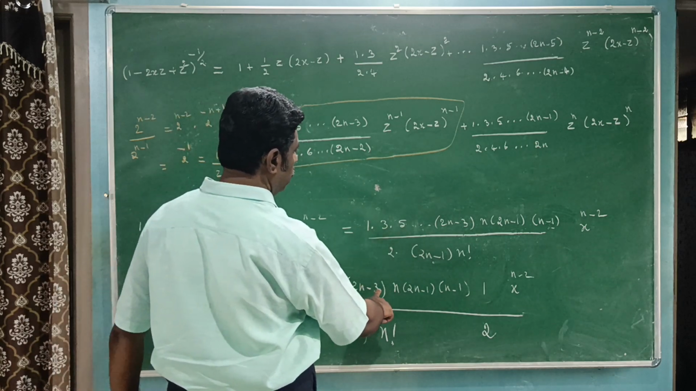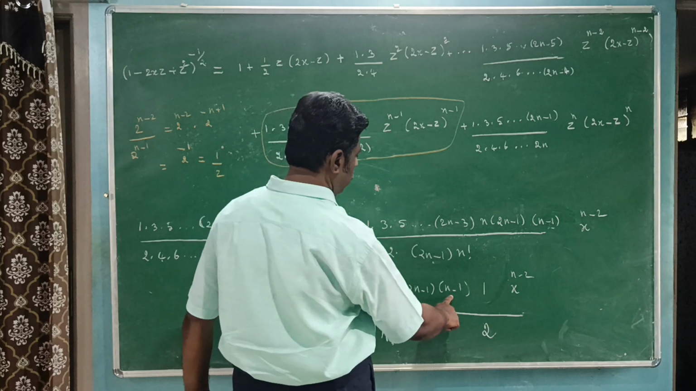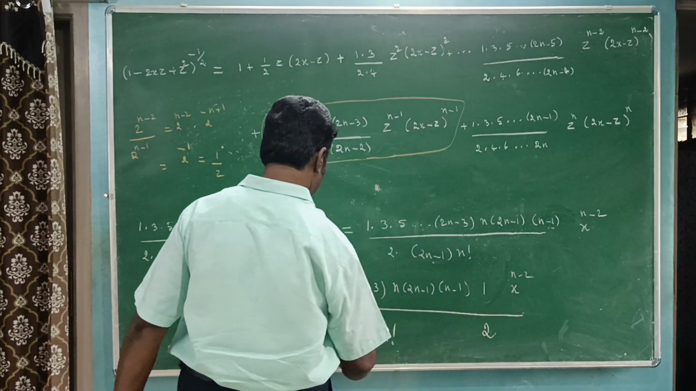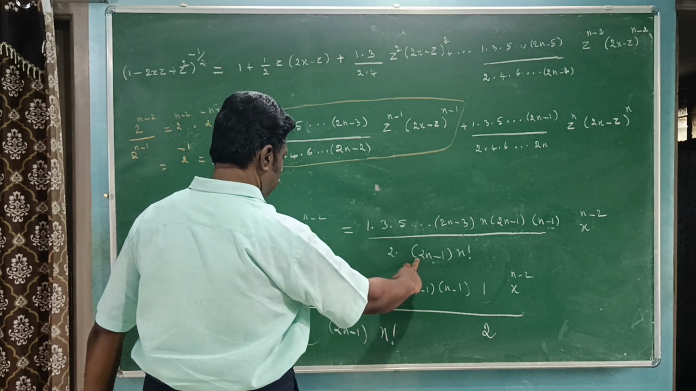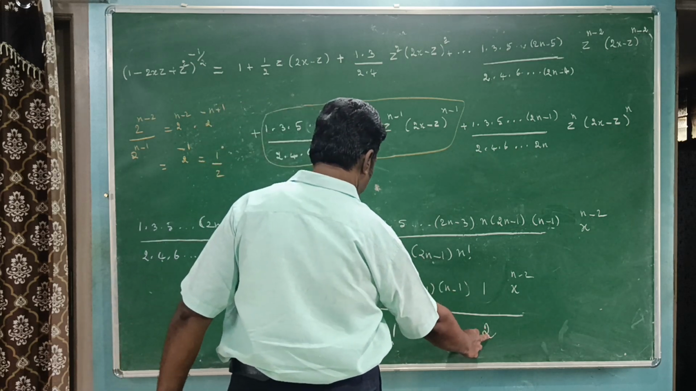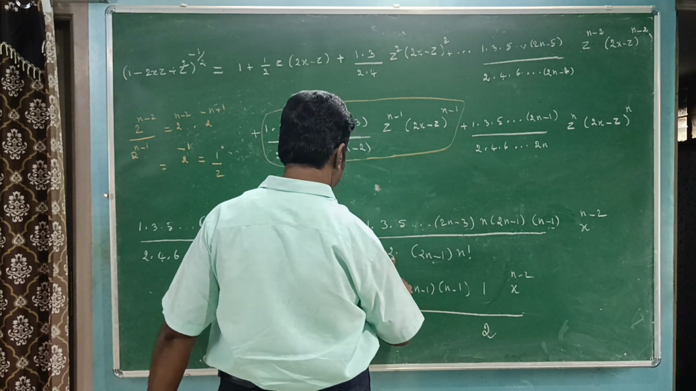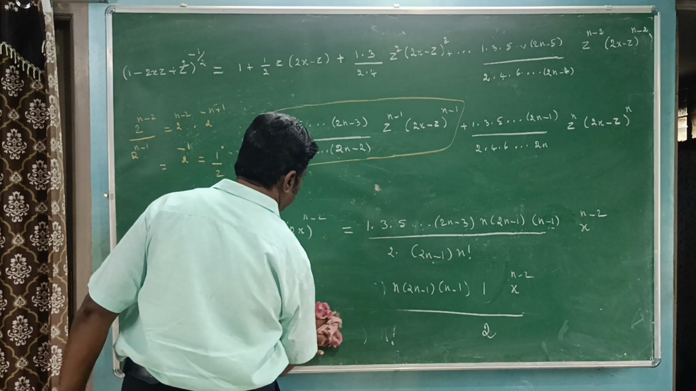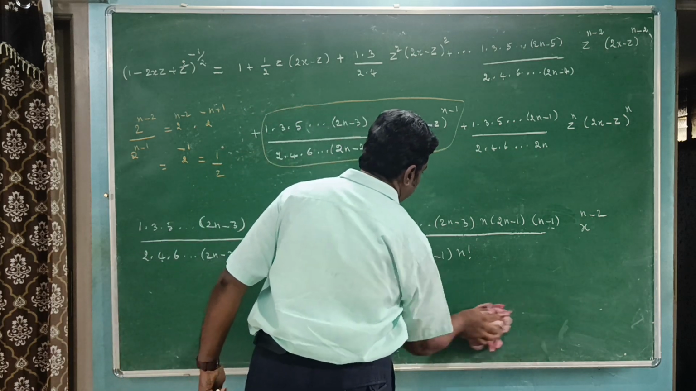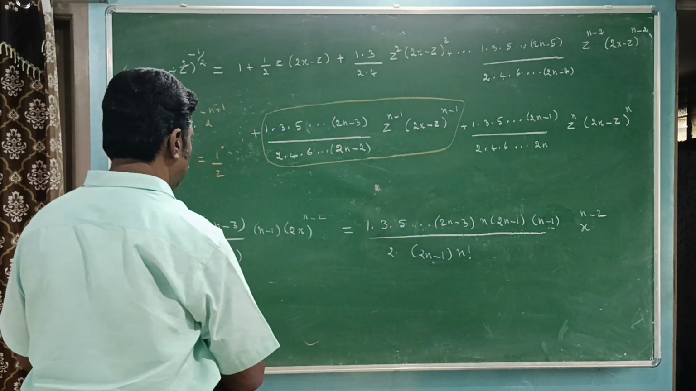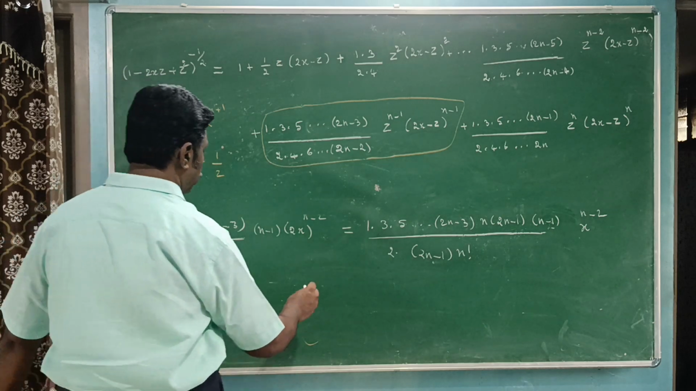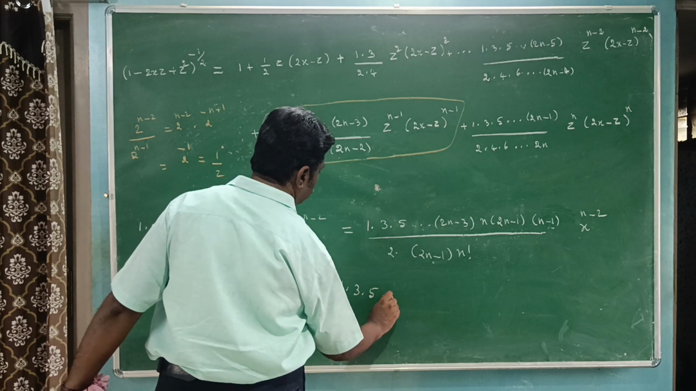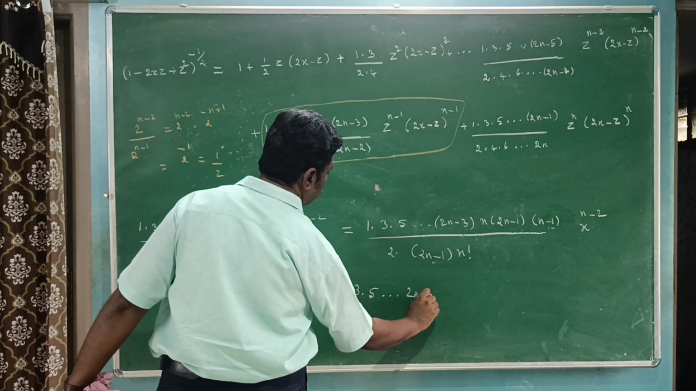1.3.5, 2n minus 3, n into 2n minus 1, n minus 1, x power n minus 2. Then this 2 dot 2n, this is 2. This 2 is present here. 2 dot 2n minus 1 into n factorial. Now we have to modify this further. This is equal to, for convenience, we can write 1.3.5 dot 2n minus 1.